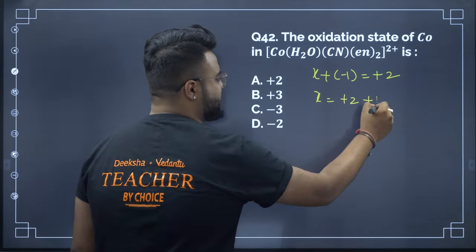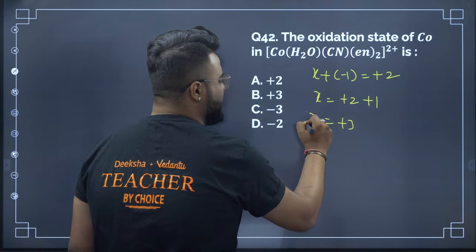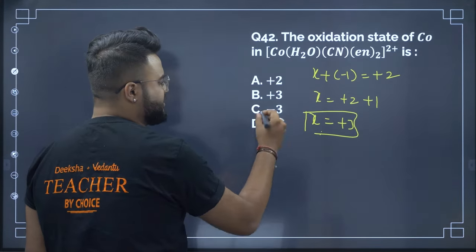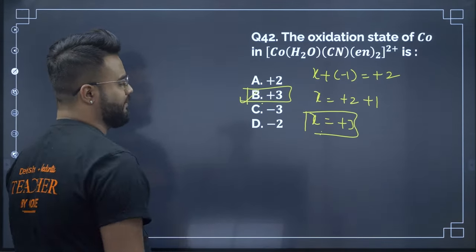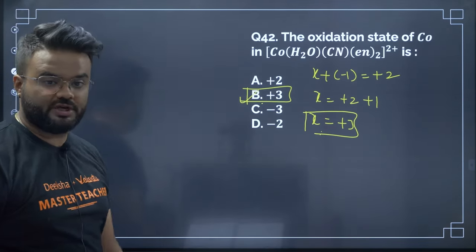Plus 2 and plus 1 will be x equals plus 3. Therefore, your cobalt's oxidation state is plus 3 in this complex. Clear? This is a shortcut, so you can use this.